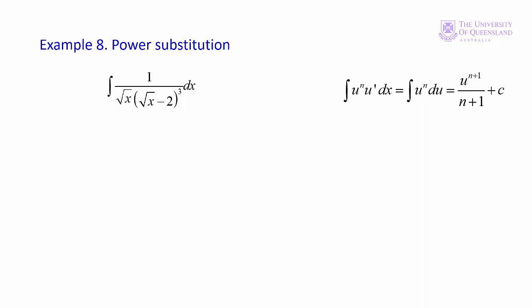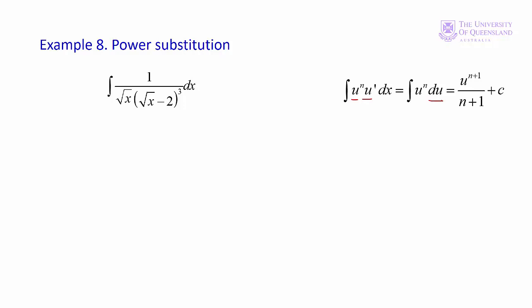In example 8, we have perhaps the simplest form of integration by substitution. The integrand is a product. One term in the product is a function of x raised to some power. In other words, a function of a function. The other term in the product is the first derivative of that inner function. We substitute u for the inner function and replace u prime dx with du, and then carry on and integrate.